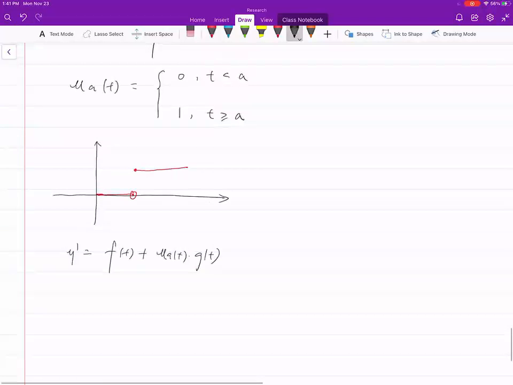It's a function. It's 0 from 0 to a, and it's 1 from a to infinity. Okay. Now, what's special about this one? Why do we need it in real life? Well, you can easily think about a case like this.